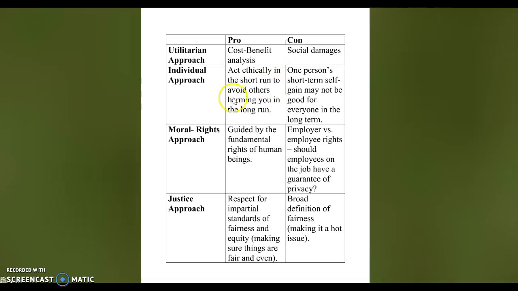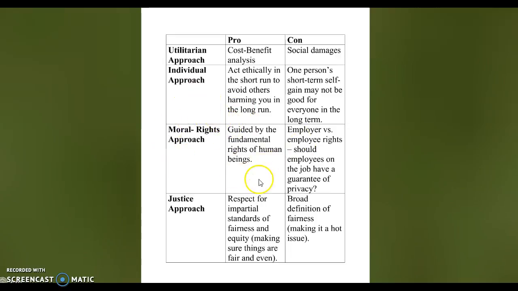Going to the individual one, act ethically in the short run to avoid others harming you in the long run. Okay, so we're going to do the right thing to protect our image, so then down the road we will be better off. Okay, that's the individual approach. The negative is one person's short-term self-gain may not be good for everyone in the long term. So the company necessarily doesn't represent at times every single individual within the company. Okay, however, using the individual approach, that's kind of what your whole thought process is.